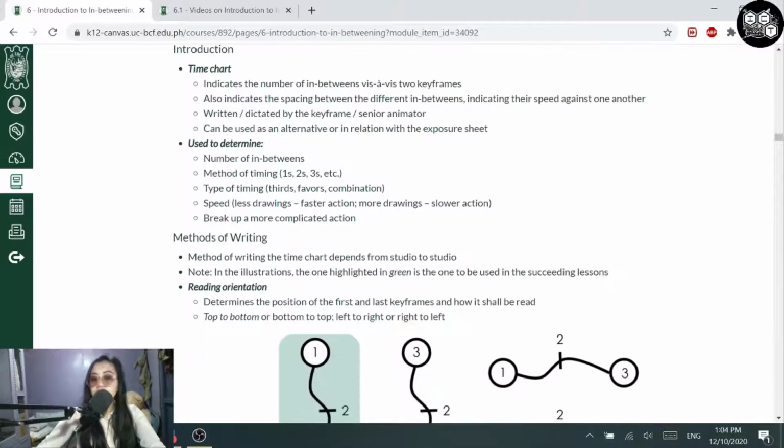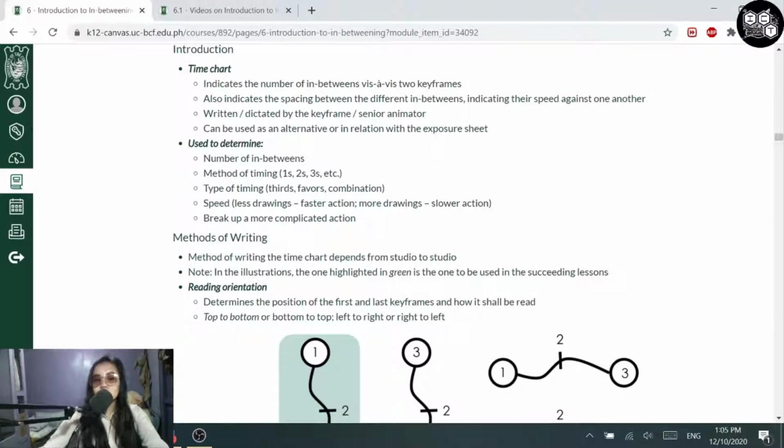It's used to determine a lot of things. Number one is the number of in-betweens, the method of timing, if you're animating in ones, twos, or threes. We also have the types of timing if you're going to use thirds and favors, which will be discussed a little bit later. It can also indicate the speed. So again, if you have fewer drawings, you can create a faster action. If you have more drawings, you tend to have a slower action.